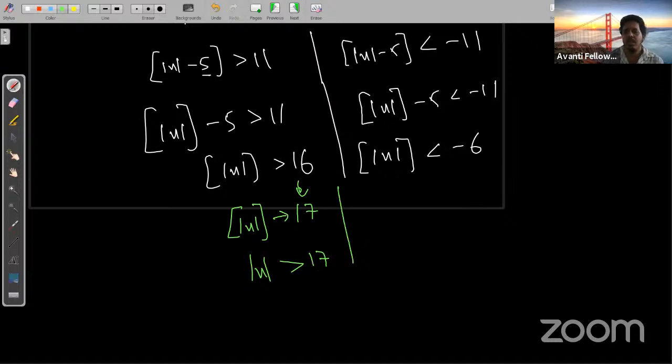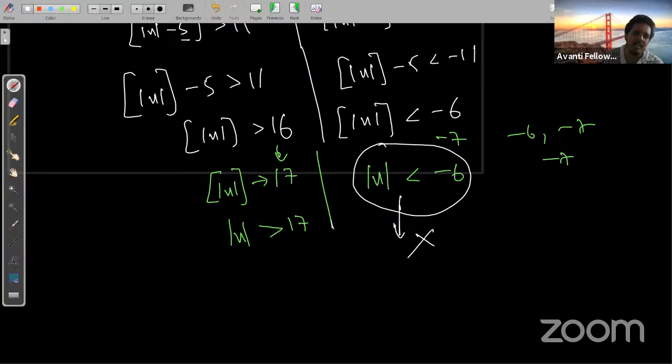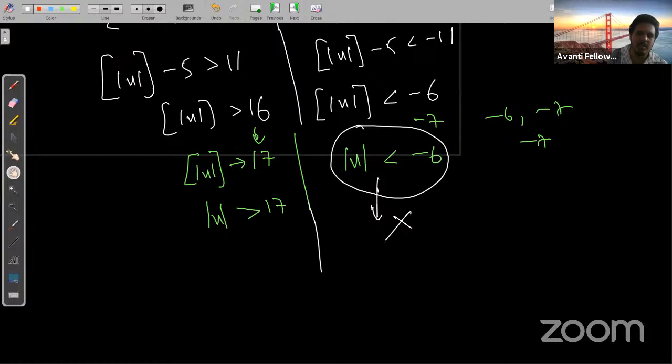And here, if step x is less than minus 6, then what is the next integer? Minus 7, right? So step x should be minus 7, which means x should be less than minus 6, because from minus 6 to minus 7, you will get minus 7. Now, if modulus of x is less than minus 6, is it possible? Modulus means positive value, right? So no values of x will satisfy this one. Modulus will be positive, so you will never get a negative value.